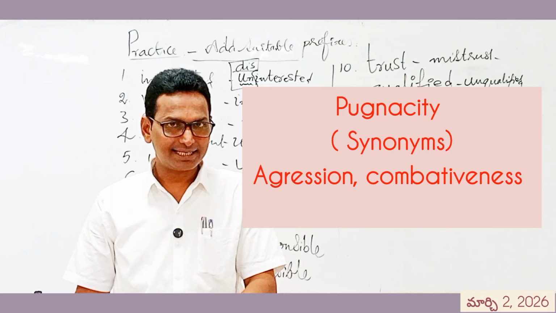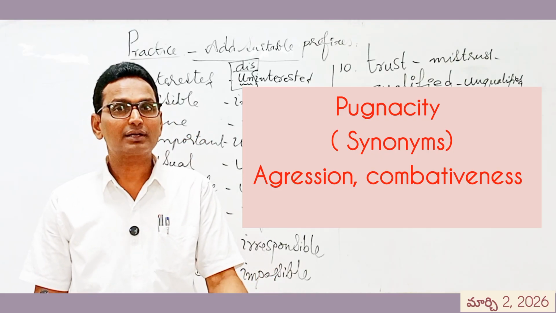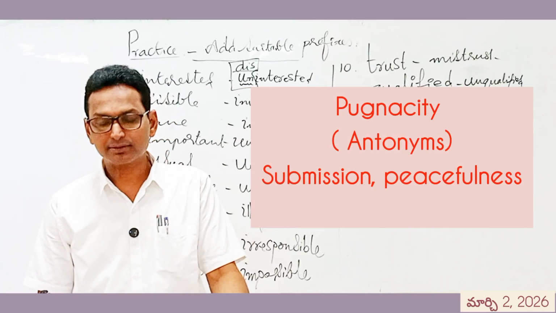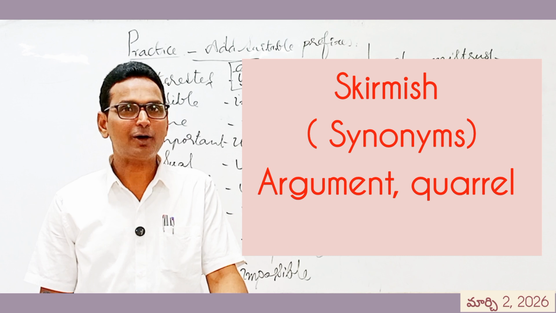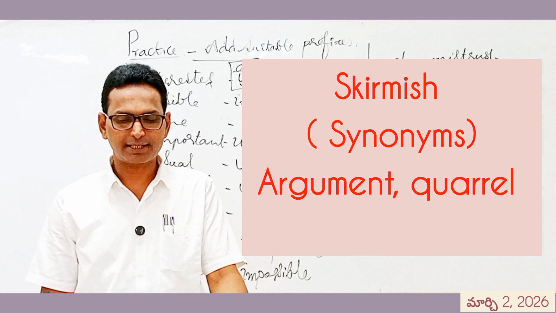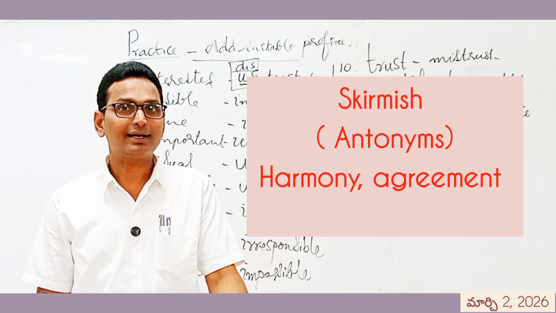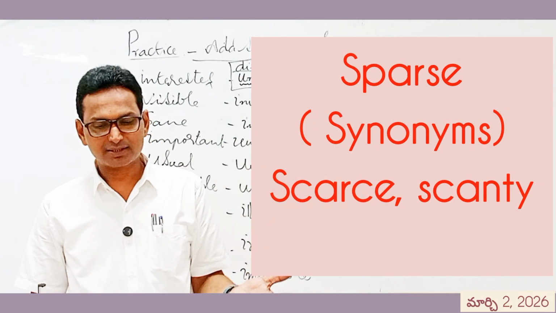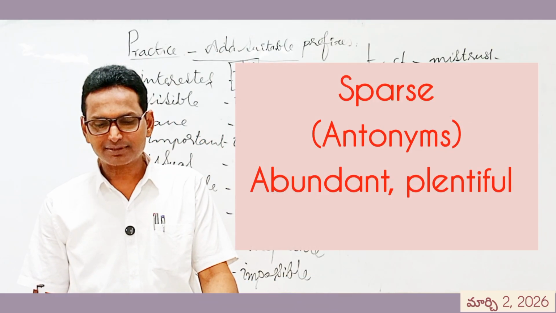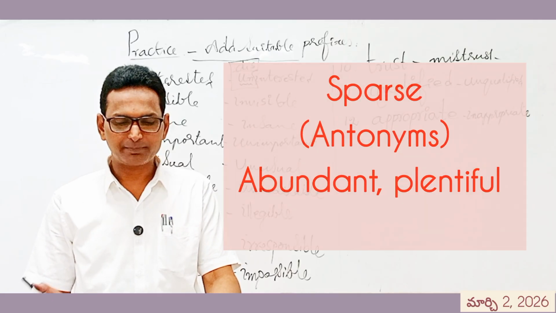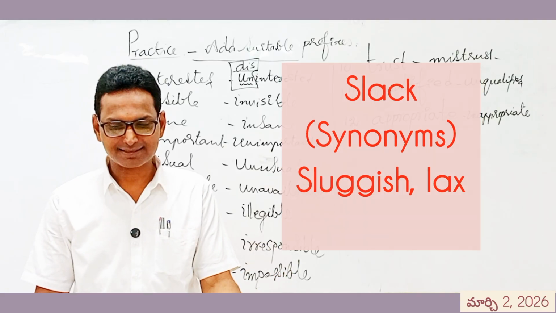Pugnacity. Synonyms: aggression, combativeness. Antonyms: submission, peacefulness. Skirmish. Synonyms: argument, quarrel. Antonyms: harmony, agreement. Sparse. Synonyms: scarce, scanty. Antonyms: abundant, plentiful. Slack. Synonyms: sluggish, lax.